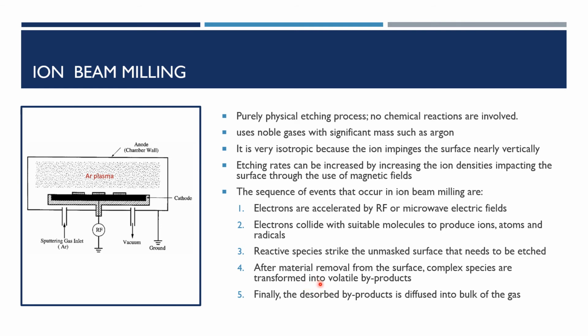Now, after the material removal from the surface, these complex species are transformed into volatile byproducts. The byproduct, after the reaction from the surface, will be diffused into the bulk of the gas and will be removed. So this is how the ion beam milling process takes place in the dry etching.